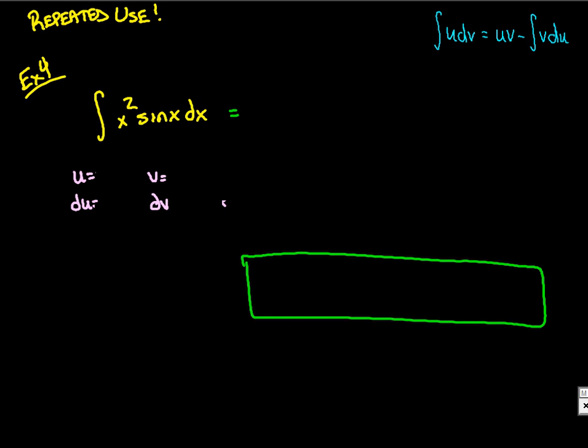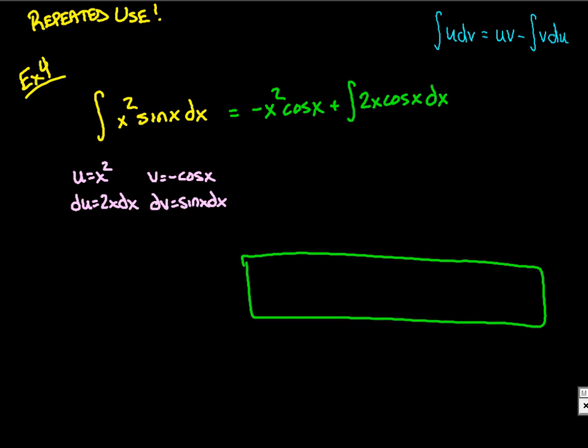Here's another example for integration by parts, and this is a special one because we are going to be doing the repeated use of integration by parts within the same problem. So what we're going to do is find our u, find our dv. That part should be the easy part, the algebraic x squared, and dv should then be the trig function.